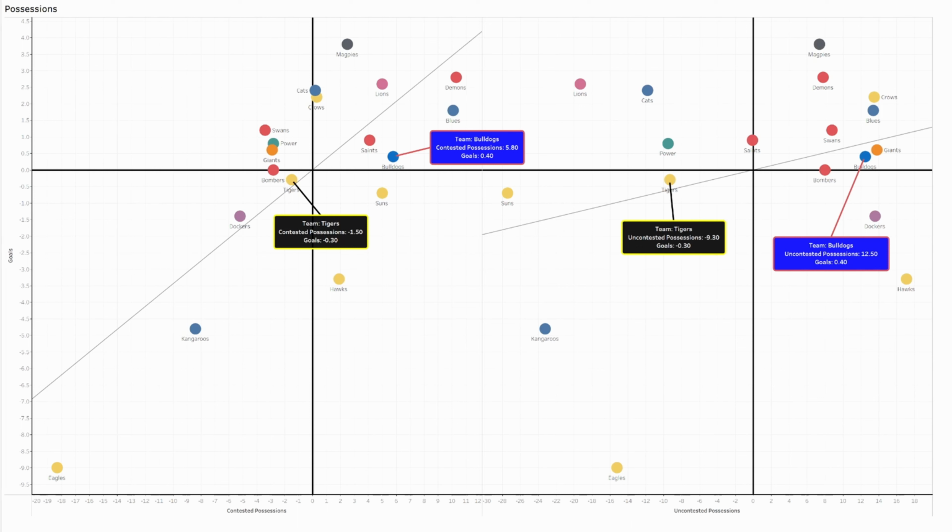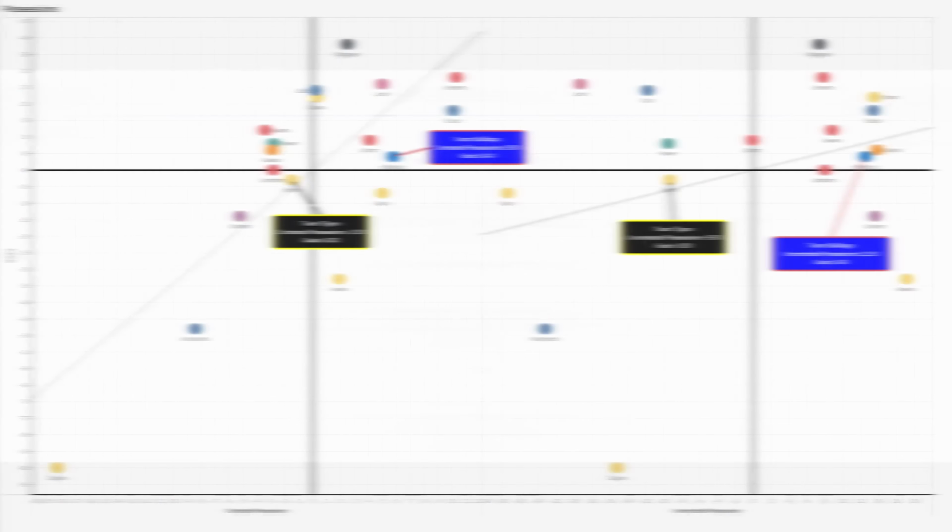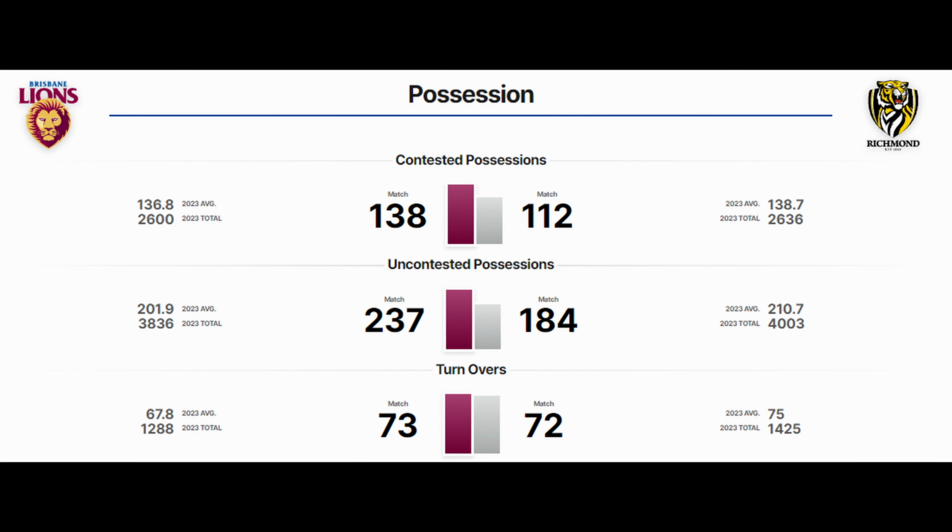say on the game. Again, 5 weeks ago, they also played Brisbane. I know the Demons and Brisbane are very strong teams. They're top 4 clubs. I would say the Doggies are just a bit below that. So they're similar enough to compare the two teams. So when they played Brisbane, they lost quite convincingly, and Brisbane really dominated possession. They won 138 contested possessions to 112 and 237 uncontested possessions to 184.